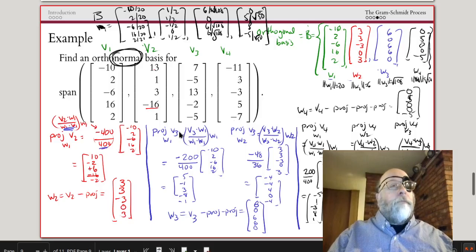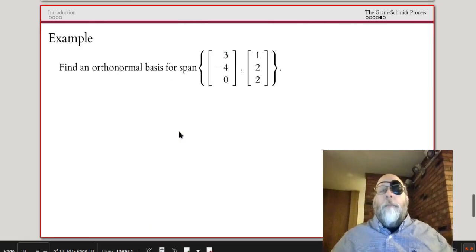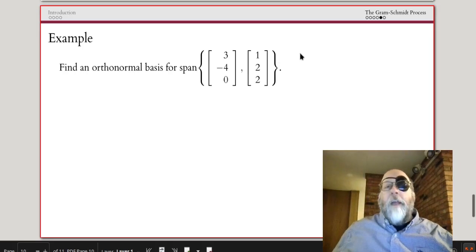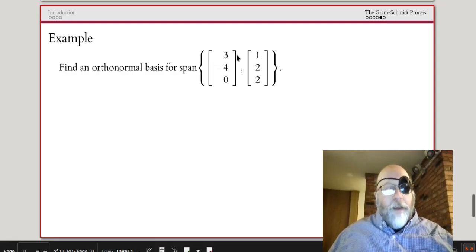All right. Let's move on. Two more examples and we'll wrap up. These two are much easier, I think, than the last one because we are looking at a smaller set of vectors. We're going to find an orthonormal basis for this pair of vectors here.